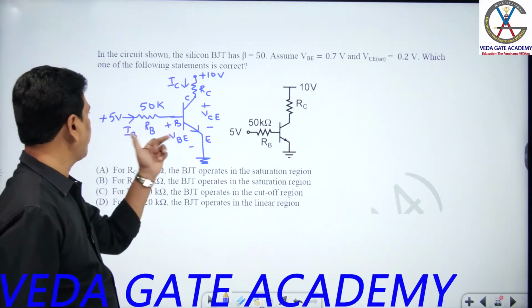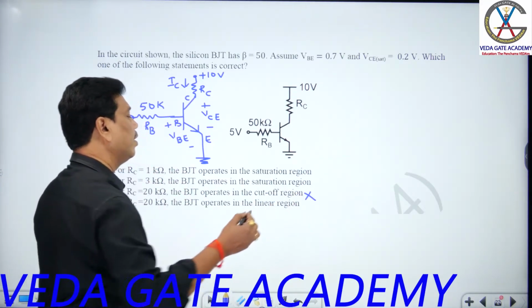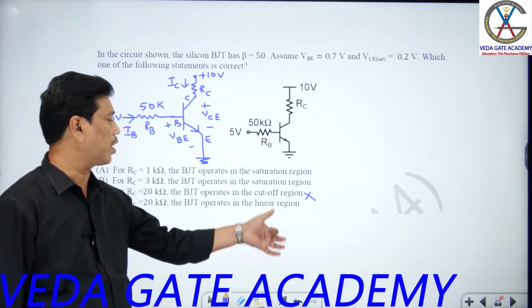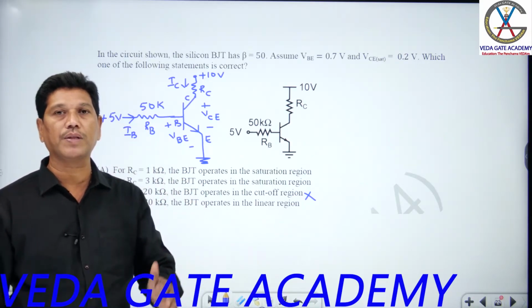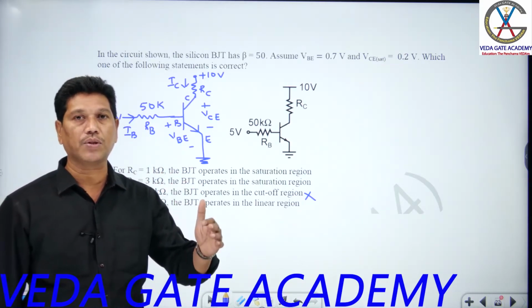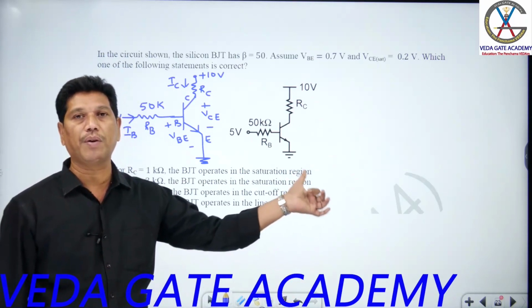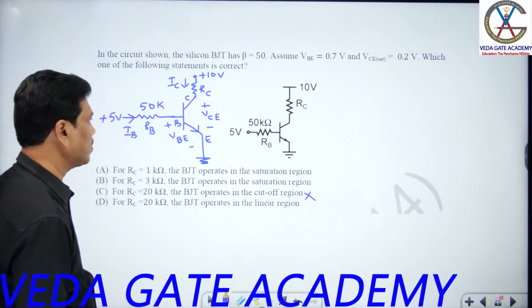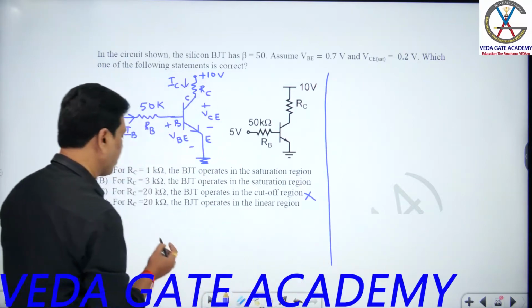Already the input is forward biased. No chance for cutoff. Input is already forward biased, so no chance for cutoff. Remaining is whether it is saturation or active, which I can discuss. For that, as I already told, just calculate IC saturation and IC active. By that, you can easily know in which mode the circuit operates for a given RC. So now I can go from the input first.